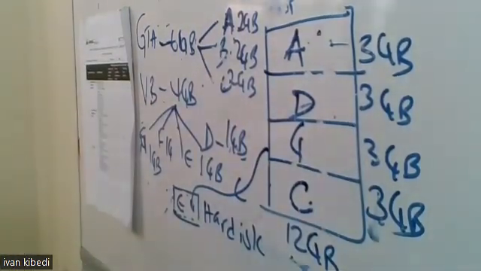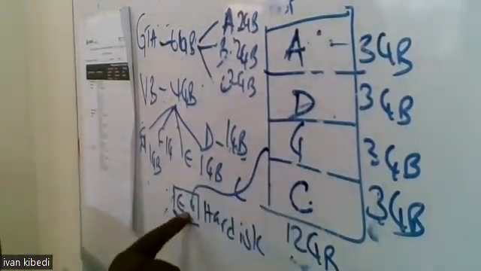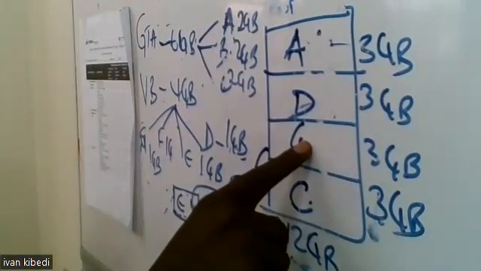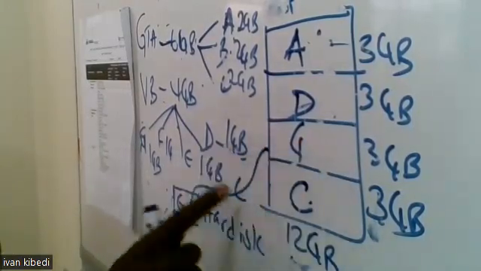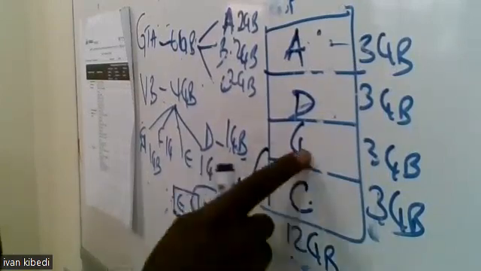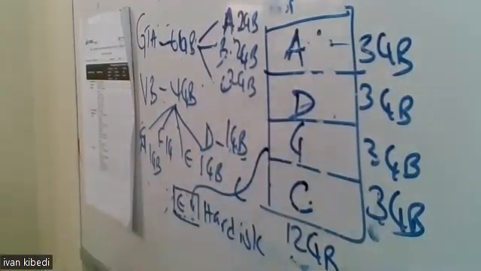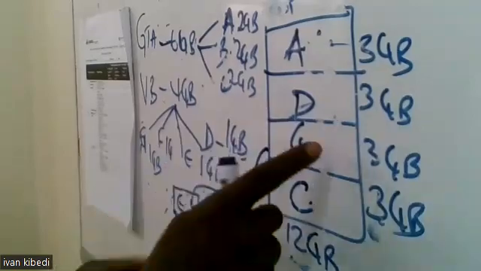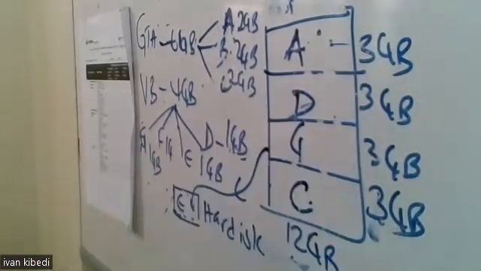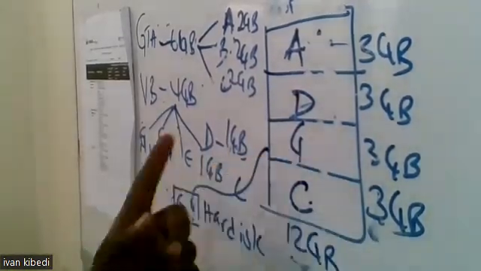Then swapping. Swapping means this. I remove E, I put G. You see? That is called swapping. You're interchanging, you're removing instructions, you're moving instructions and data between the memory and the hard disk. Means you're swapping. You're keeping on changing them between this and this.